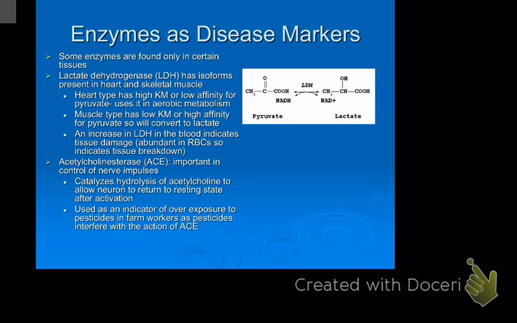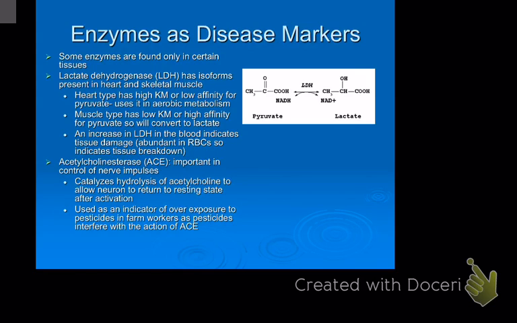But enzymes are many times used for looking at disease and disease markers. In fact, whenever you go in for a blood panel, I'm sure some of you probably have, a lot of the things that they're testing for are the presence of specific enzymes. Because if you have certain disease states or if certain tissues are damaged, then the concentration of these enzymes increases in your bloodstream. For example, lactate dehydrogenase is the LDH.